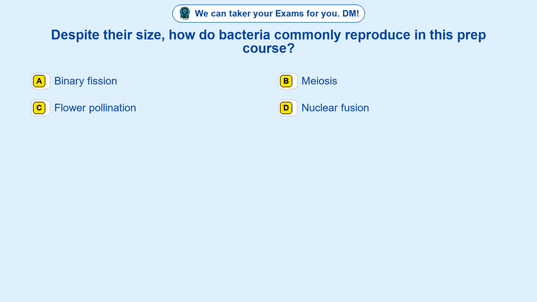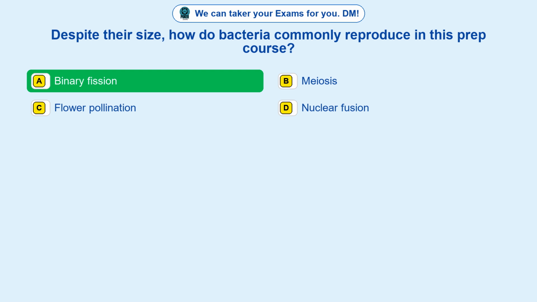Question 25. Despite their size, how do bacteria commonly reproduce in this prep course? Option A, binary fission. Option B, meiosis. Option C, flower pollination. Option D, nuclear fusion. The correct answer is option A.